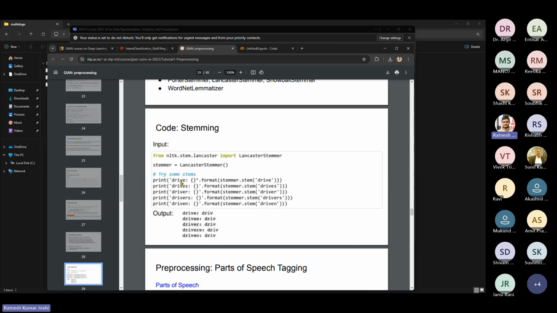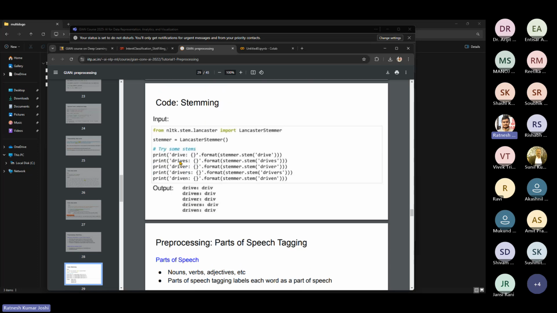For example, we have all of these words: drive, drives, driver, drivers, and driven. When we apply stemming to them, all of these words would be reduced to the same base word, which is driv, D-R-I-V. This is the base word obtained by cutting down extra portions from the words.